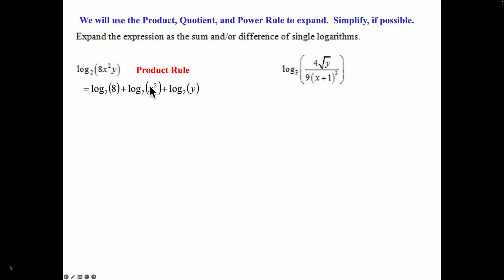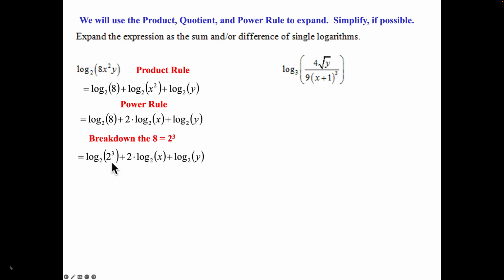Here, the power of 2 can move out to the front. Then the 8, wait a minute, I can break that down to 2 to the third power. So that's that property, log base 2 of this base 2. They cancel each other out, and you're left with 3 plus 2 times log base 2 of x plus log base 2 of y. Now, again, you don't have to keep writing this over and over and over again. You can simplify each one, then write one final answer.